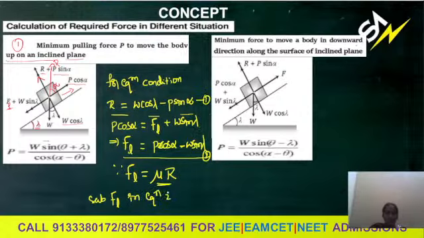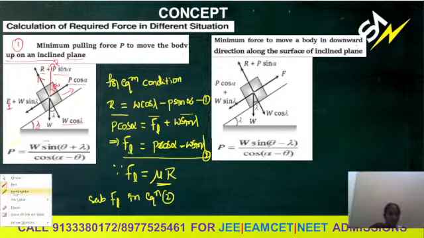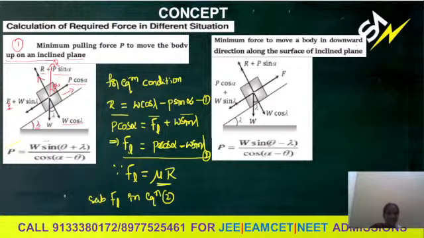In equation 2, we can list out the required pulling force to move the object up the inclined plane. So here it is moving up the inclined plane. Now this is the result. So you just balance the forces vertically and horizontally, and simplifying this, you will get the minimum required force to move the body up the inclined plane. So we will get it as W into sine of theta plus lambda by cos of alpha minus theta.